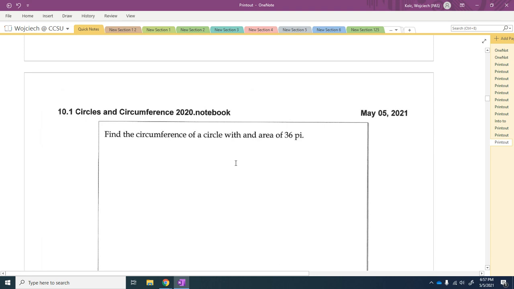Find the circumference of a circle with area of 36 pi. This should be written this way, okay? First, how do you find area of a circle? Area is pi r squared. So 36 pi is equal to pi r squared. You can divide by pi, you can divide by pi, you get 36 equals r squared. And you know that 6 times 6 is 36. Also, negative 6 times negative 6 is 36, but we cannot have negative distance. So r equals 6 units.